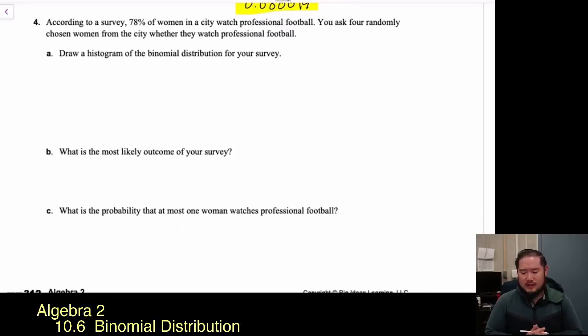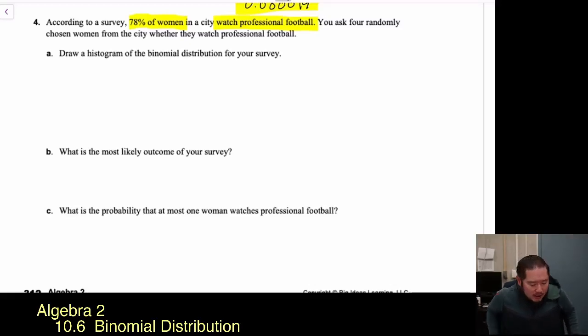Let's take a look at number 4. There are 3 parts to this. It says first draw a histogram of the binomial distribution of your survey. So before we can do that, we've got to figure out what the probabilities of successes and failures are here. It says, according to the survey, 78% of women in the city watch professional football. You ask 4 randomly chosen women from the city whether they watch professional football.